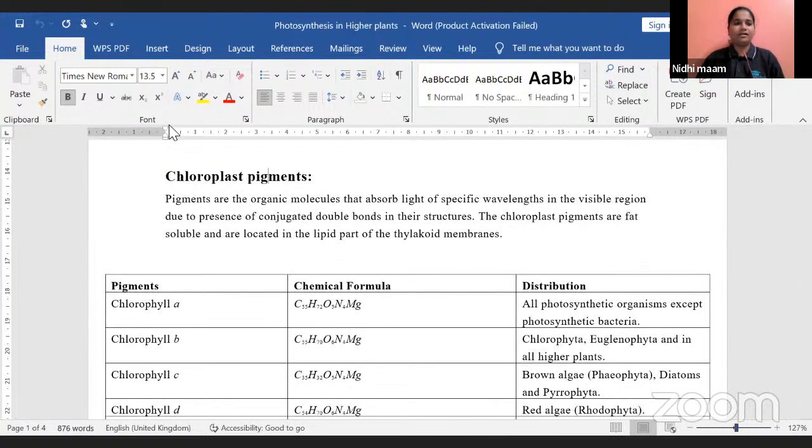Yeah. Right. Then after that, the light should be in the visible region, right?